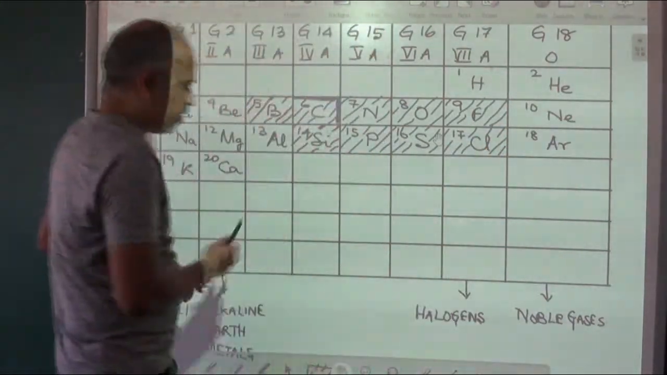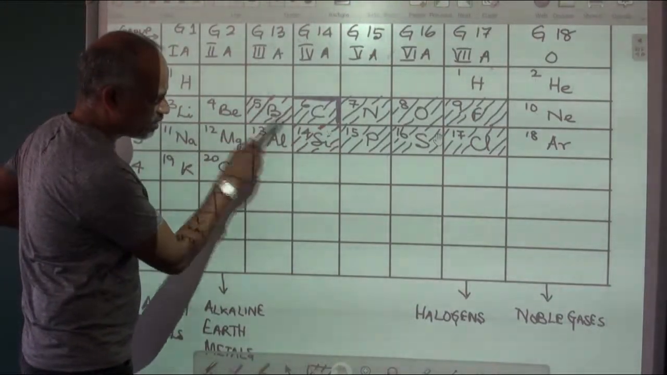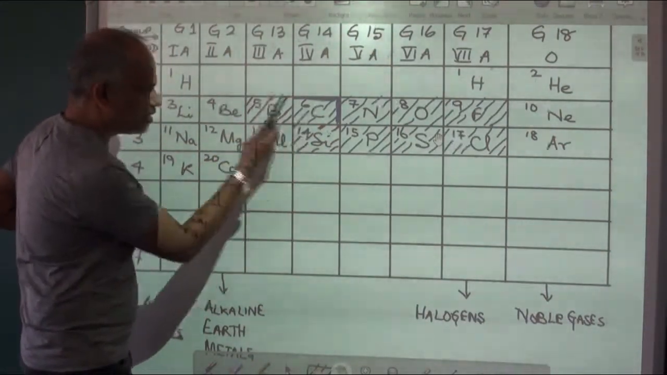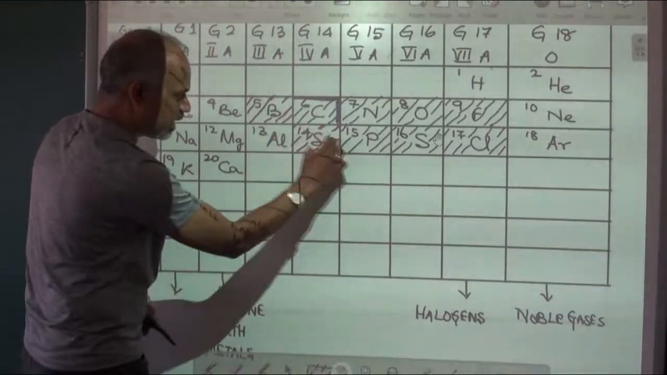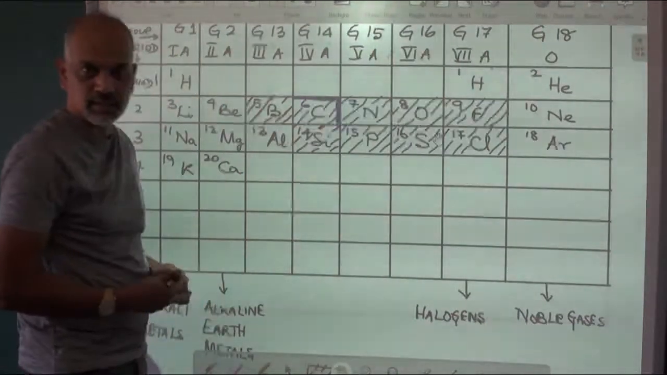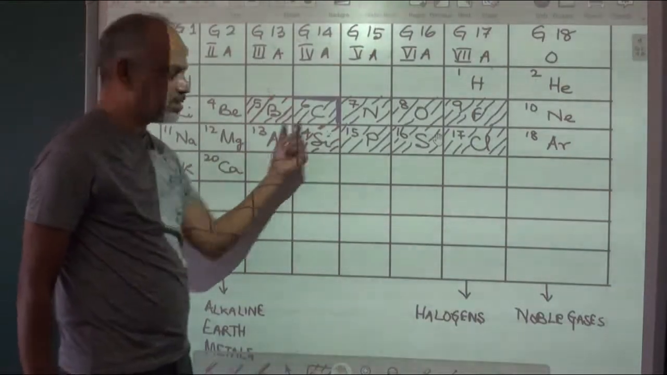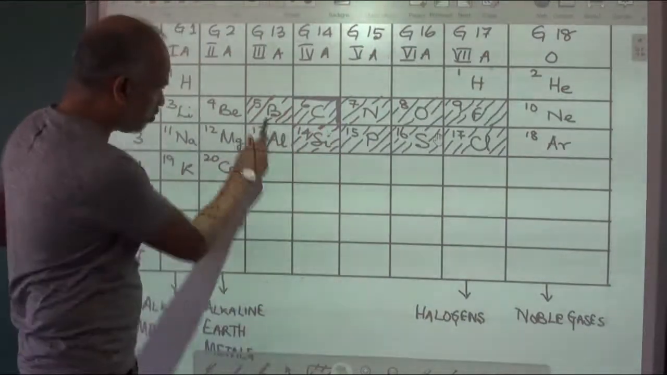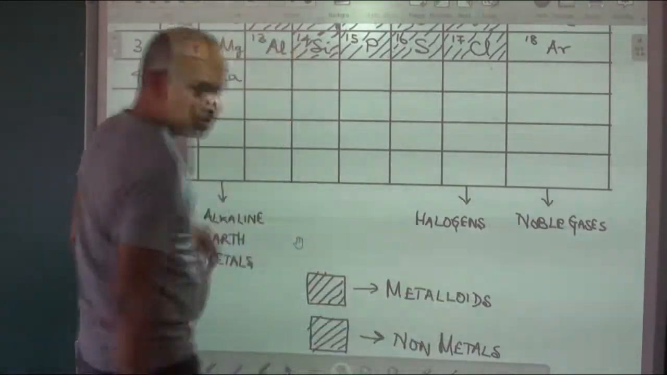Now, some of these I have shaded. I have shaded these two with red. That's boron and silicon. These have the properties of metals as well as non-metals. Metals usually are on this side of this line. All these are metals, and the other side of this red portion are non-metals. And these ones have both the properties. That is, they behave like a metal as well as a non-metal. So these are called metalloids, the red ones.